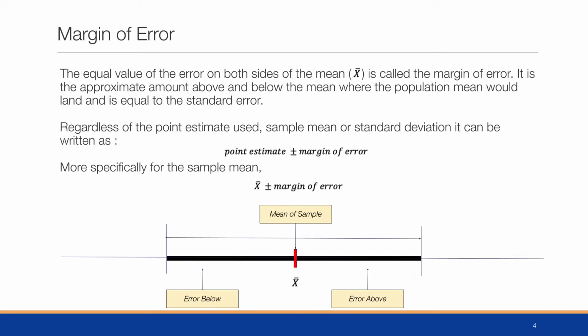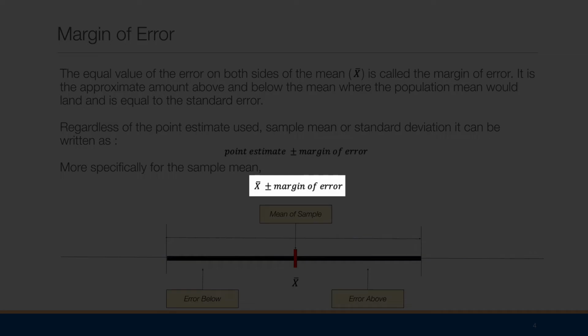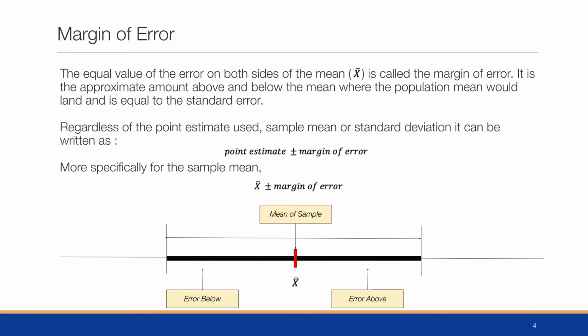The equal value of the error on both sides of the mean is called the margin of error. It is the approximate amount above and below the mean where the population mean would land. So regardless of the point estimate used, a sample mean or standard deviation, it could be written as point estimate plus or minus margin of error. More specifically, for the sample mean, X bar plus or minus this margin of error. So the population mean will fall within this X bar plus or minus the margin of error.